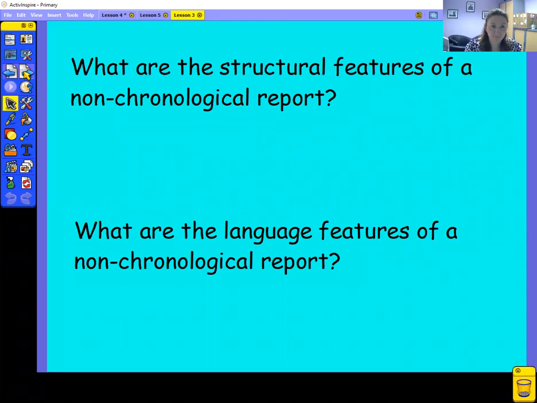need for today. Okay, just to get you thinking, spend a couple of moments thinking what are the structural features of a non-chronological report and what are the language features. So right at the beginning of this week, we said we knew what a non-chronological report was like because it had certain features. Okay, so pause the video now and see if you can remember any of those for me, please.